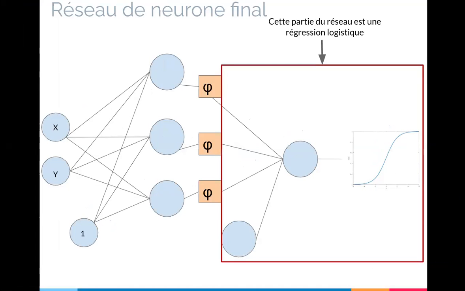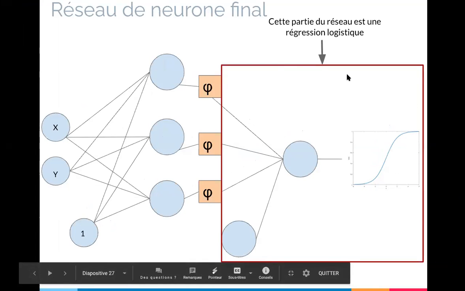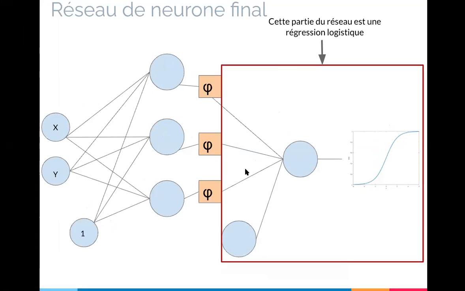What we can notice here is that actually the final part of the neural network is logistic regression. So it means that the data in input of this logistic regression must be linearly separable. Otherwise, it will not be possible for the algorithm to find a way to separate the positive from the negative. So the role of the intermediate layer is to create a new representation of the data in which these two classes will be linearly separable.